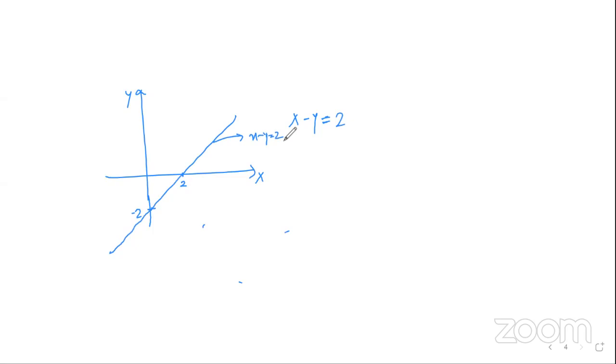So in the question, we had that x is lying between 0 to 5. So let's say this is our 5. So x is fixed. x is lying between 0 to 5. And y is greater than or equal to 0, but y is also less than or equal to x.